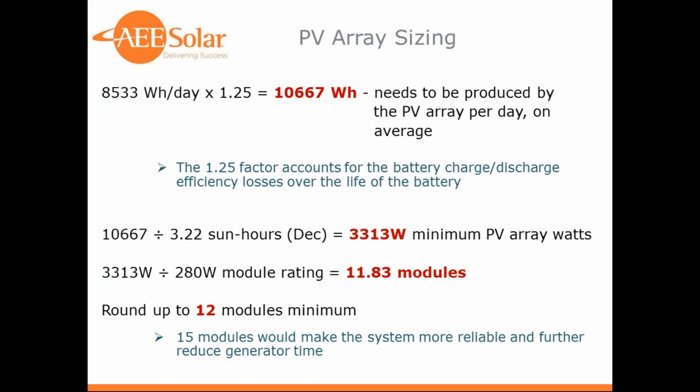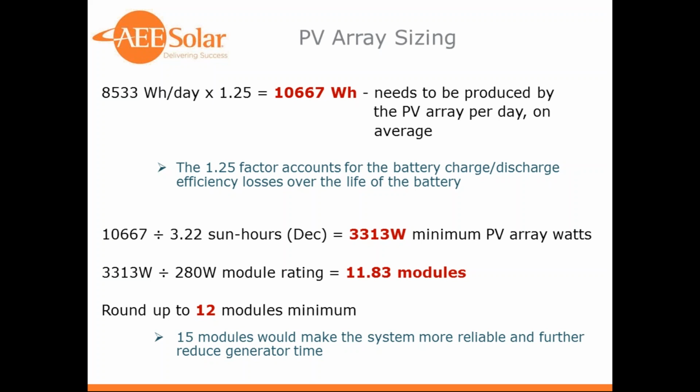It would get you through cloudy weather, because remember, even the 3.22 sun hour figure for December is an average for that month. It's not necessarily what you're going to get in a day. Some days you're going to produce almost nothing if it's very dark and rainy. Other days where it's clear and sunny, even in December, it's probably more like 5 peak sun hours. So it just averages out to 3.22. By adding more modules to the system, we can overcome that cloudy weather.